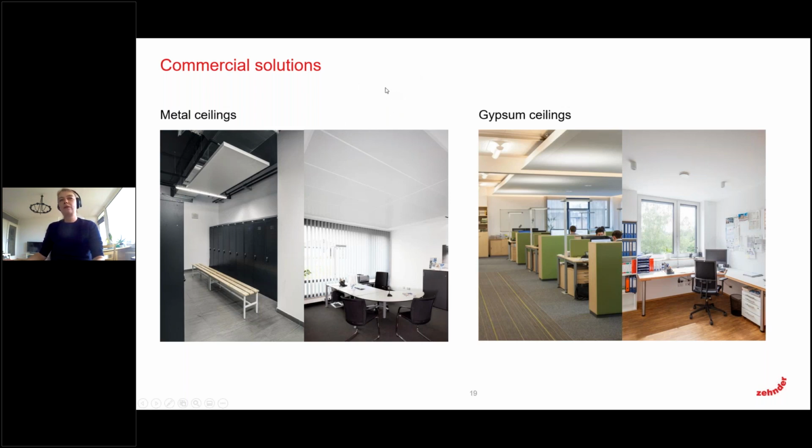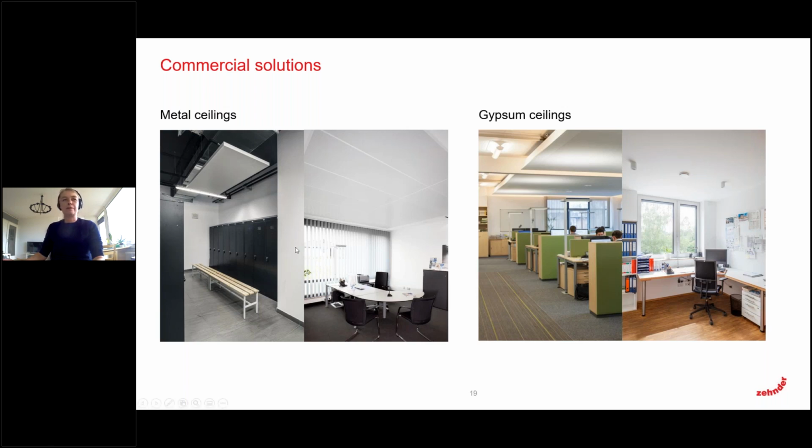On these pictures, you can see some examples of what is possible. We have metal ceilings as well as drywall ceilings with a gypsum plasterboard, and both are possible as a sail, free-hanging version, as well as completely closed ceilings.